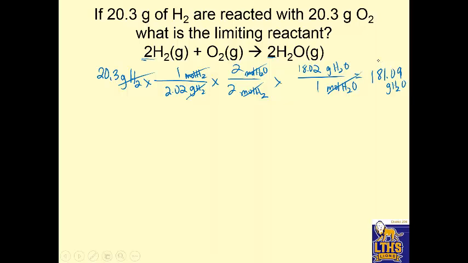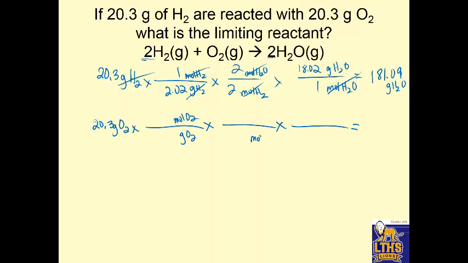All right, we're not done. We just did a stoichiometry calculation to say if all of the hydrogen gets used up, this is how much water we're going to get. Now we're going to say, well, what if all of the oxygen gets used up? Well, grams to grams, 3 conversions. Grams O2, moles O2. Moles O2, we have to change it into the product. Moles H2O. Moles H2O, grams H2O.